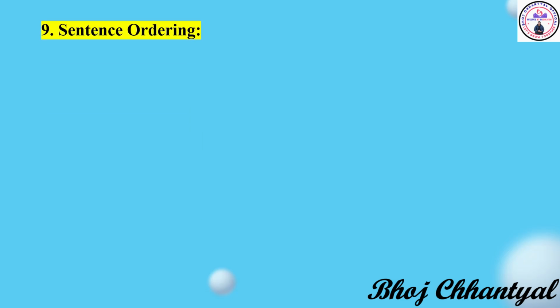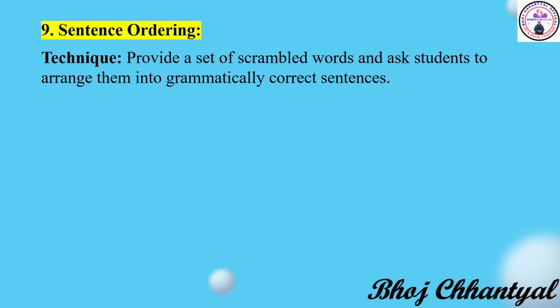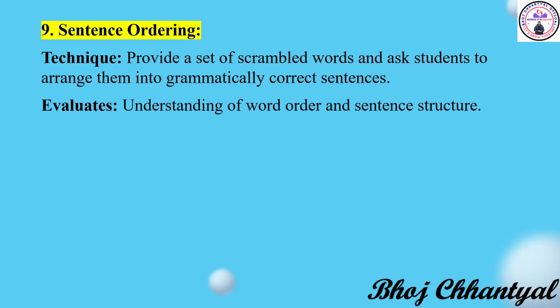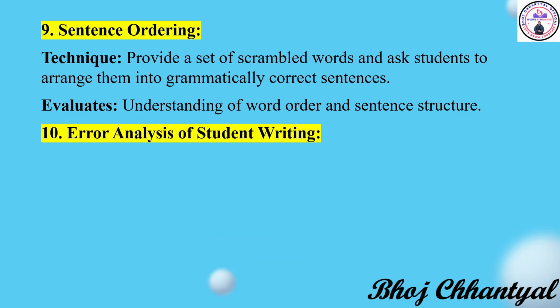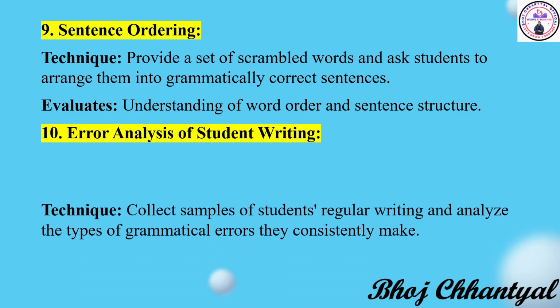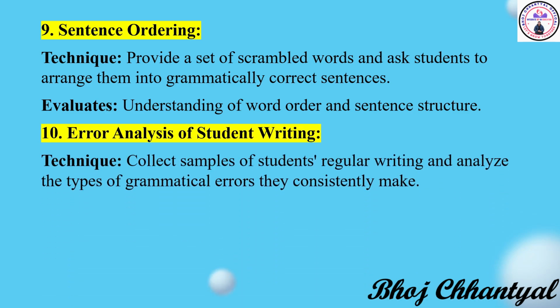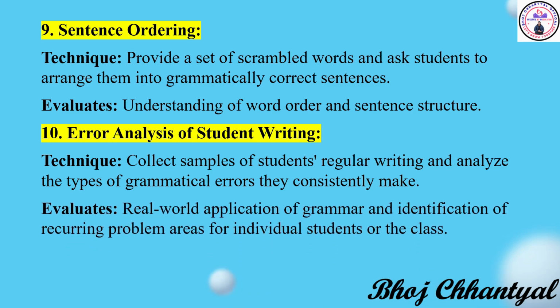9. Sentence ordering. Technique. Provide a set of scrambled words and ask students to arrange them into grammatically correct sentences. Evaluates understanding of word order and sentence structure. 10. Error analysis of student writing. Technique. Collect samples of students' regular writing and analyze the types of grammatical errors they consistently make. Evaluates real-world application of grammar and identification of recurring problem areas for individual students or the class.